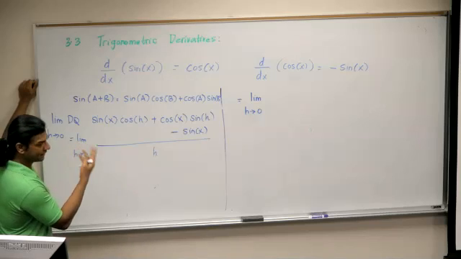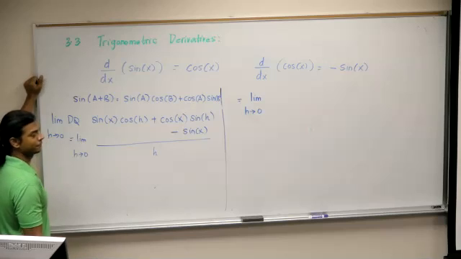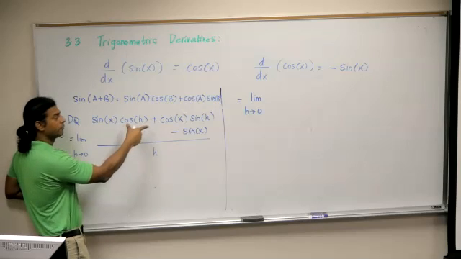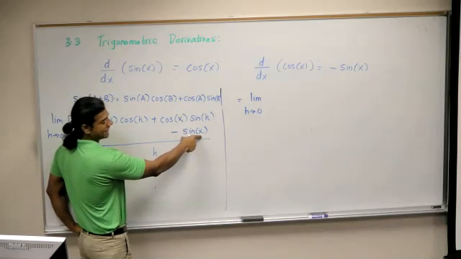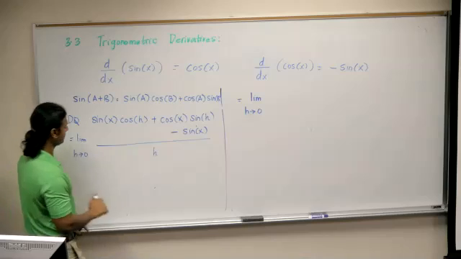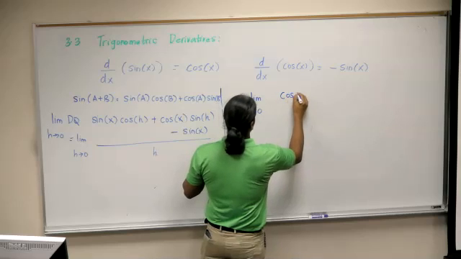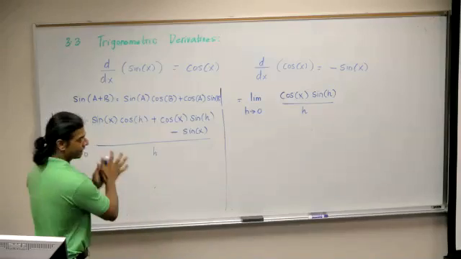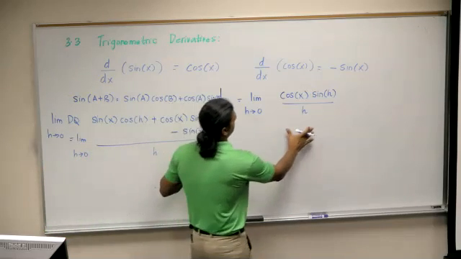When we apply the limit, what happens to cosine h? As h approaches 0, what happens to that term? It becomes 1. What is 1 times sine x? Sine x. Sine x minus sine x gets cancelled. So when I apply the limit, that term and that term go away. Do we agree? Okay. Now, that would simply leave us with cosine x sine h divided by h. Good, because I've applied the limit, the original function disappeared.